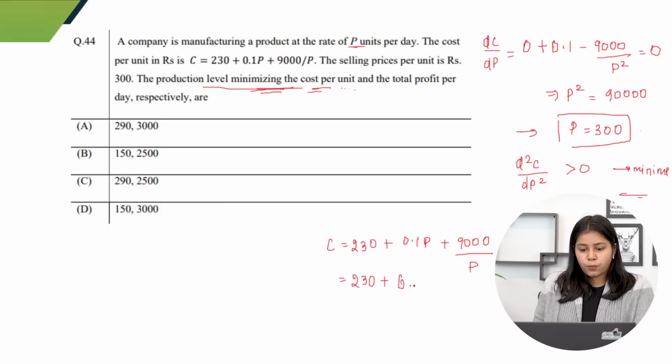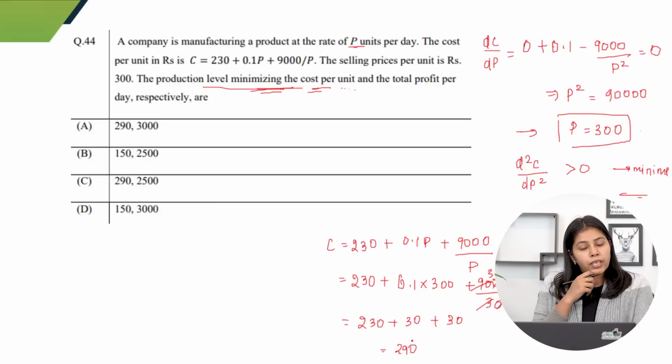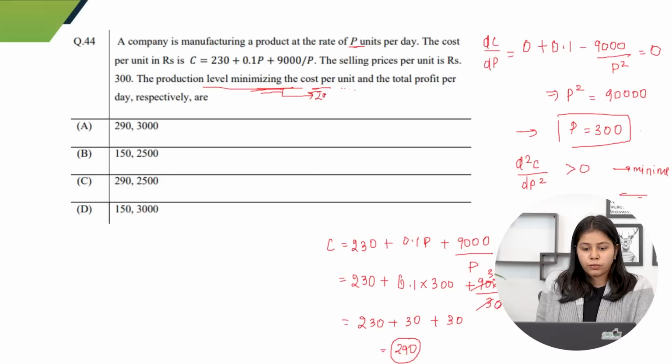230 plus 0.1 into 300 plus 9,000 upon 300. That would give me 230 plus 30 plus 30, so that would become 290. So the minimum cost per unit would be 290 if I produce 300 articles, right? So the cost per unit at the production level minimizing it would be 290.